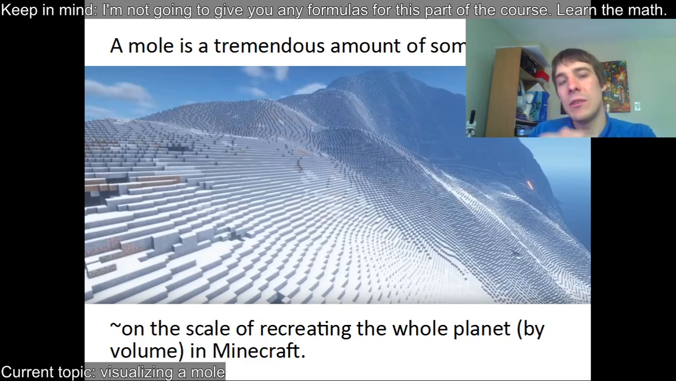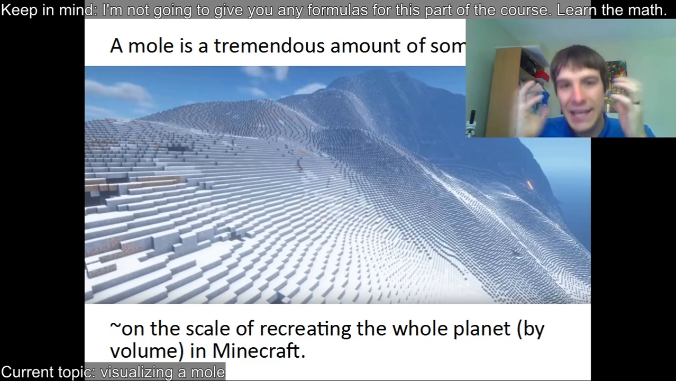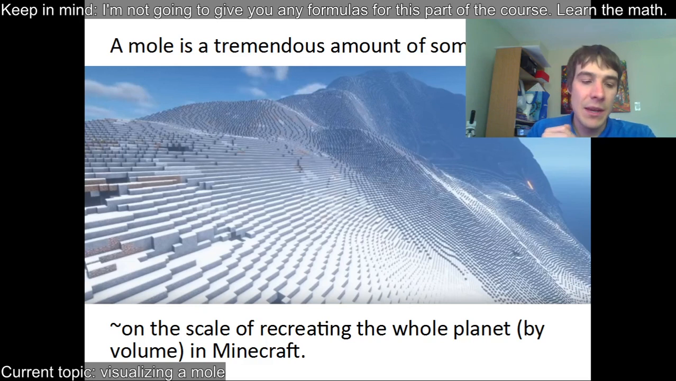And that's a mole. It's 602 planet Earths made out of Minecraft. That's the number of blocks in a mole. It's a tremendous amount of something. It's also about how many grains of sand there are on the entire planet. So imagine taking an airplane flight over the Sahara Desert and think about each individual grain of sand. You're getting pretty close to a mole. And it happens to be about the amount of atoms in a coin. A typical coin has about 1 mole of atoms in it.